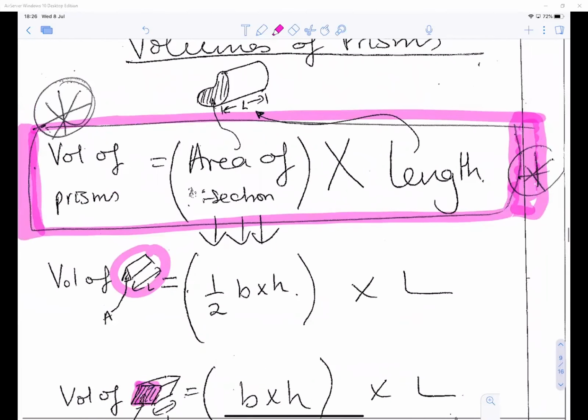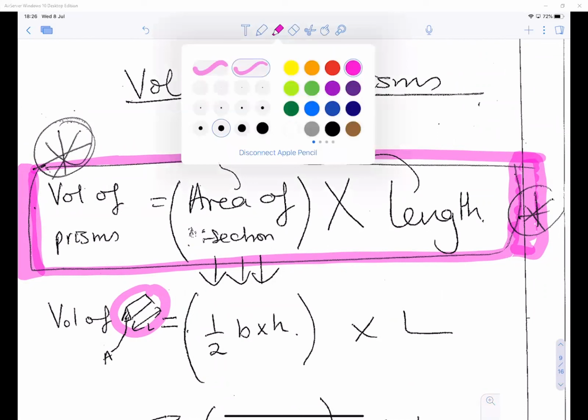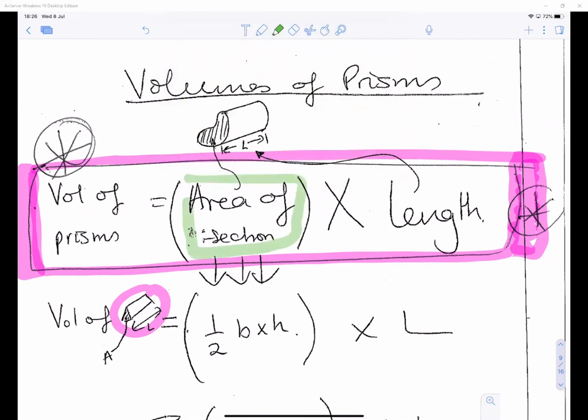So the most basic part of the volume of prisms is this formula here. Let's change the color. We have two components of volume. If you want to look at the volume of a prism, you need to look at the area of the face at the front. They call that the cross section. You can also call it the face, this bit here. So the kidney bean shape there. And then you multiply by how long that shape is. Those are the two components when you're working out the volume.